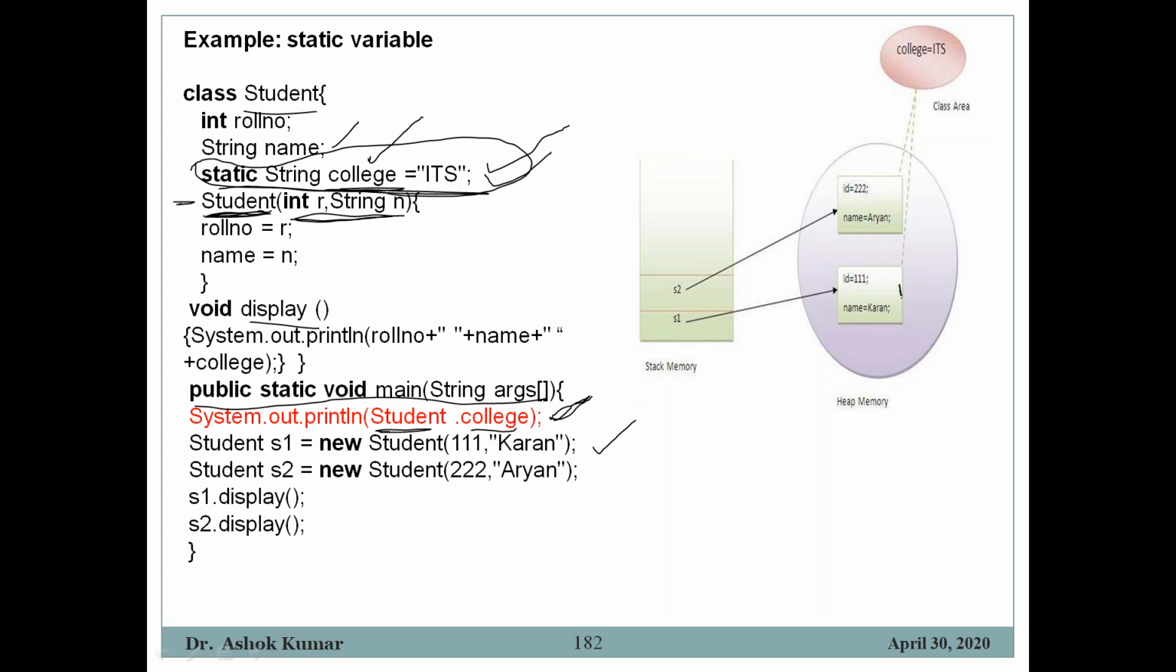I have shown it here diagrammatically. This is the first object, and it is referred to by the variable or identifier s1. So s1 is the name of the object. Similarly, we are creating another object, which is referred to by s2.